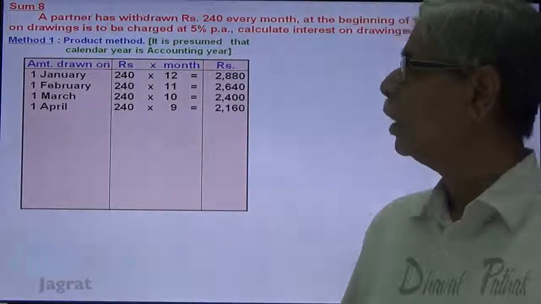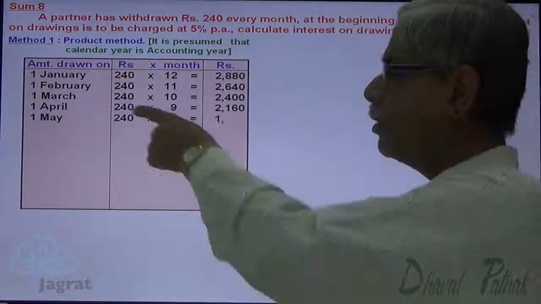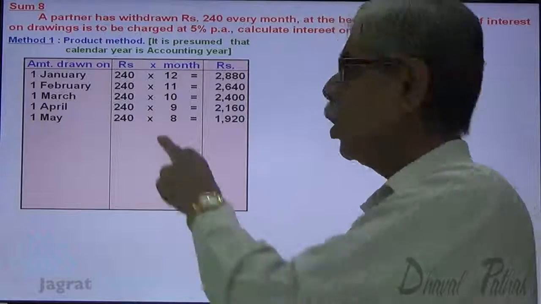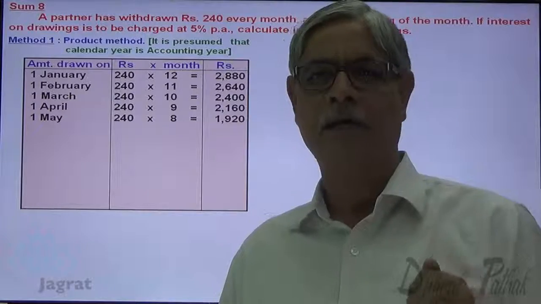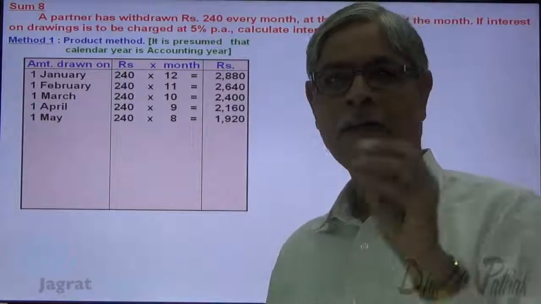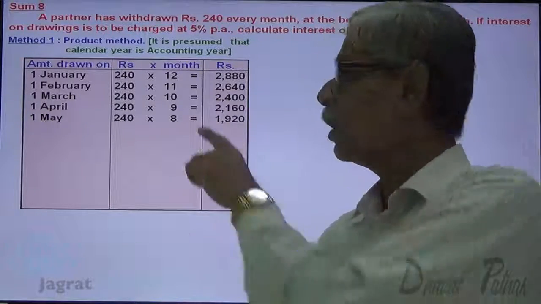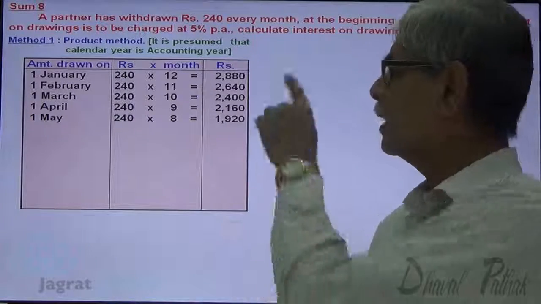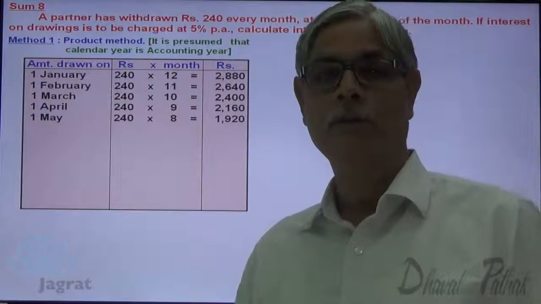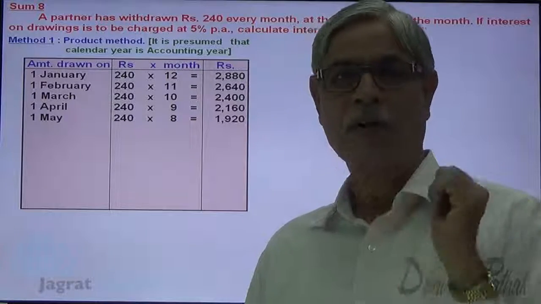On 1st of May, 240 rupees are drawn. On 240 rupees, interest is calculated from 1st of May to 31st of December. Number of months are 8. If you calculate interest for 8 months on 240, it will be equal to 1 month's interest on 1920.